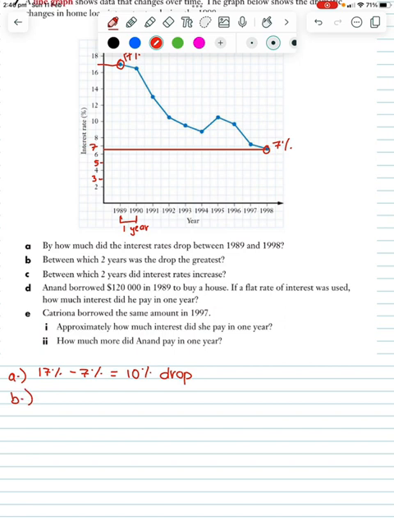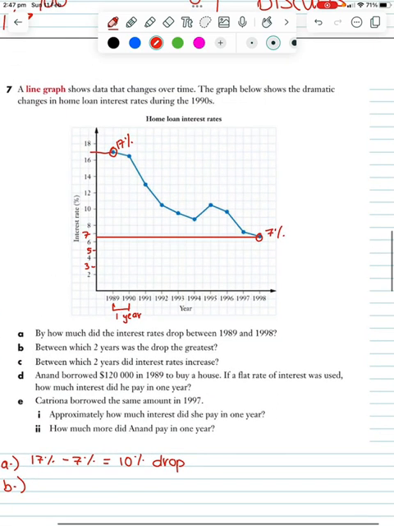For B, it's asking us between which 2 years was the drop the greatest. So I'm just going to put some circles around where I can see I have steep drops. I'm not going to bother doing this one here or this one here because I can see by looking at them they're not as steep. So this is 16.5%. This one is 13%.